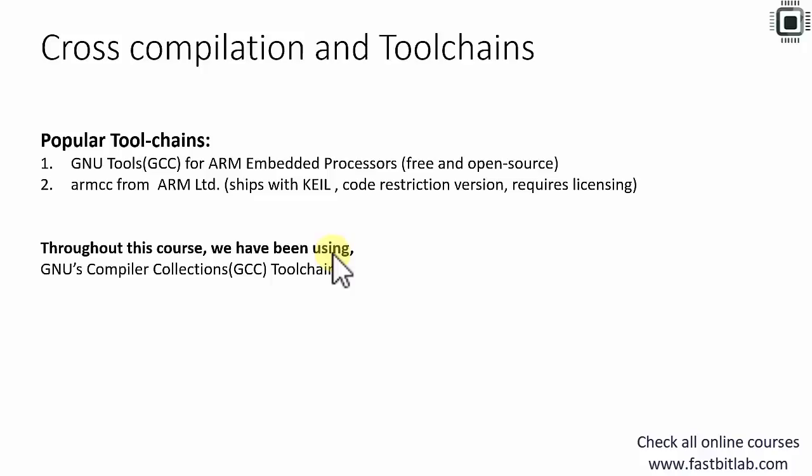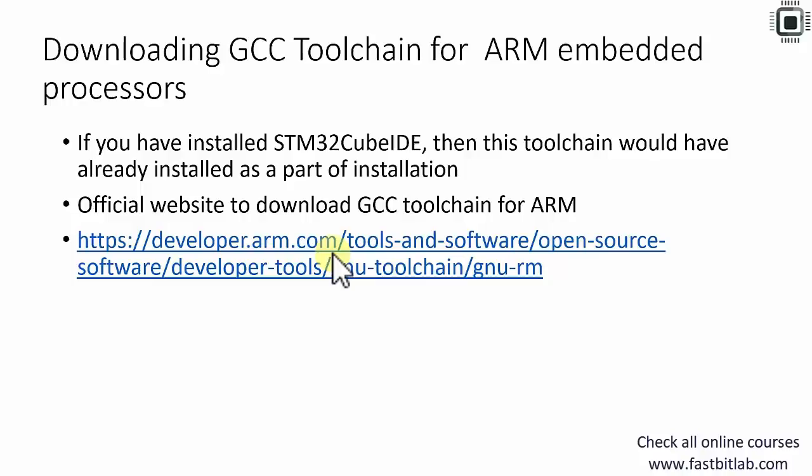Throughout this course, we have been using the GNU Compiler Collection toolchain, that is the GCC toolchain. And we will be using the GCC toolchain for this exercise as well. So next, how to download the GCC toolchain for ARM embedded processors. If you have already installed STM32Cube IDE, then this toolchain would have already been installed as a part of installation, because STM32Cube IDE uses the GCC toolchain. Or you can download it from the official website, if you don't have this toolchain. So let's download the GCC toolchain for ARM embedded processors.